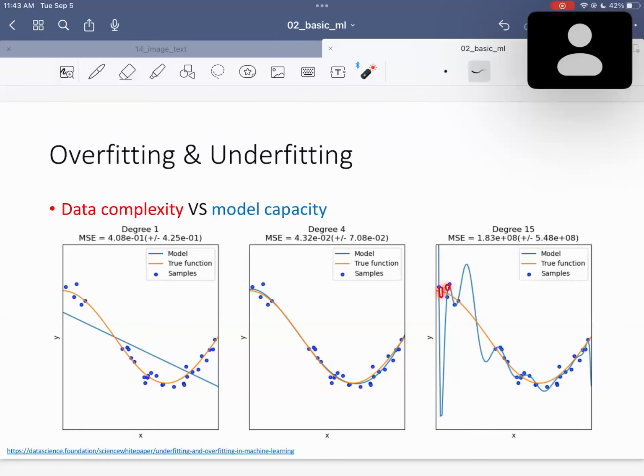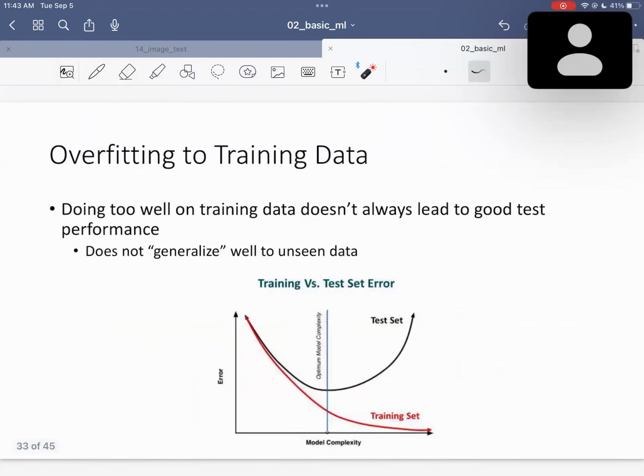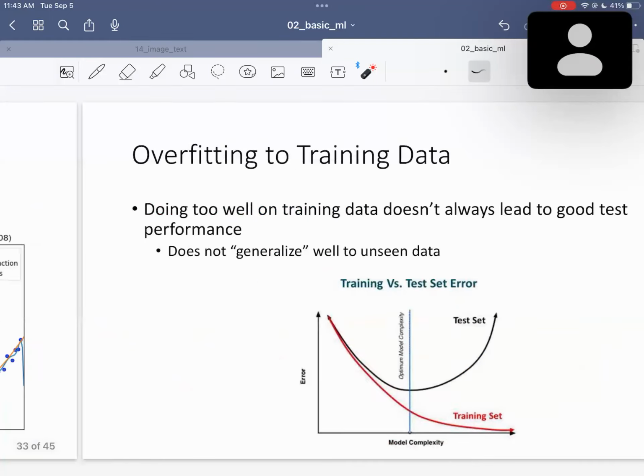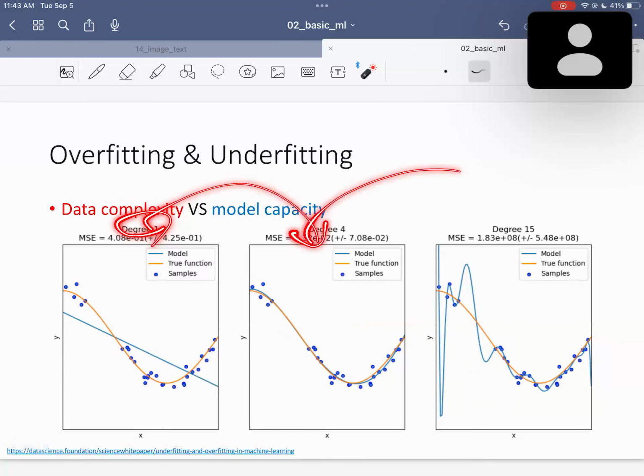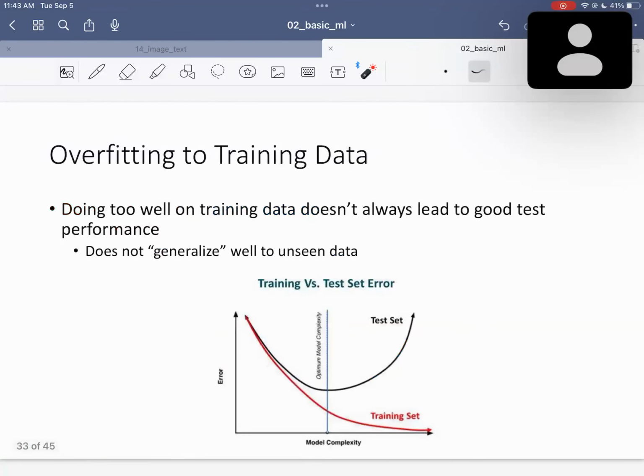But here it's hitting all the nitty-gritty details. So training loss for degree 15 would be smaller than training loss for degree 4. But that is not a good idea, because as you increase your model complexity, meaning the higher order polynomial function, your training error will keep decreasing. Like from here to here to here, your training loss decreases, but your test performance will decrease at some point, meaning your test error or test loss will start increasing at some point.